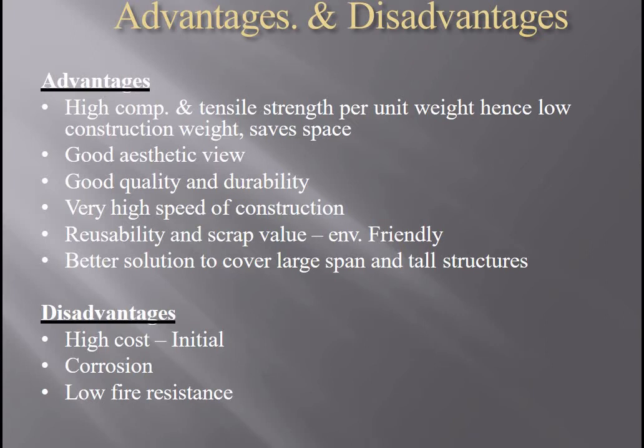Now coming to the advantages and disadvantages of steel as a material. Advantages: steel has high compressive and tensile strength per unit weight, hence low construction weight and saving of space. Small sections will be required compared to other materials. We know that concrete is very good in compression but very weak in tension, but that is not the case with steel. Steel is very good in tension as well as compression. Then good aesthetic view, good quality and durability, very high speed of construction, reusability and scrap value, and it is environment friendly. Scrap value is very high for steel, whereas for concrete it is almost nil or even negative. It is a better solution to cover large spans and tall structures.